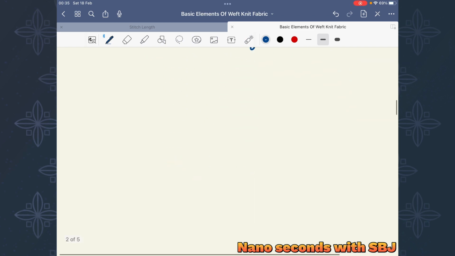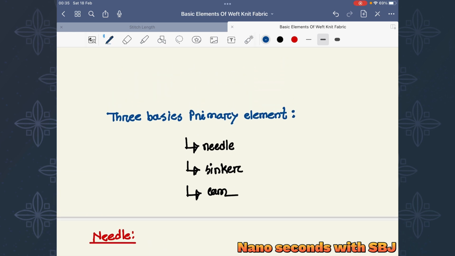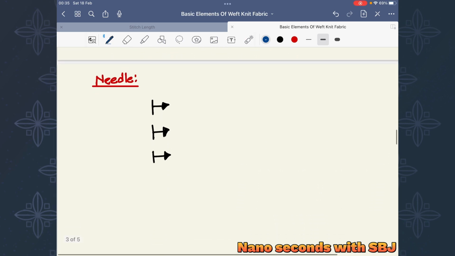There are three primary elements of knitting. These are needle, sinker and cam. At first we will discuss the needle, then the sinker, and then the cam. So let's start with the needle. The needle is the basic element of knitting.